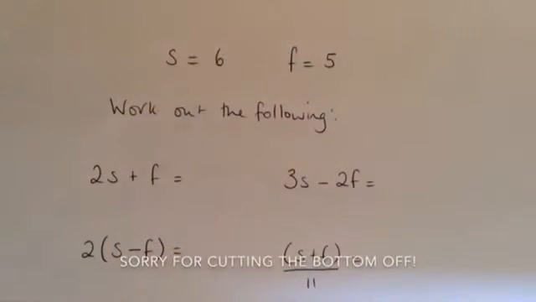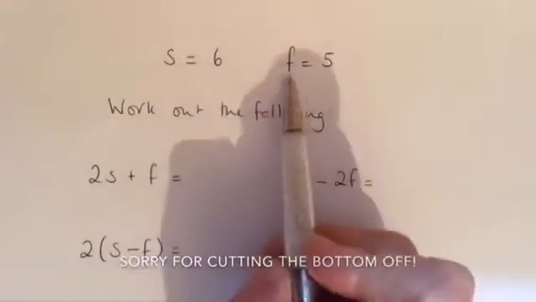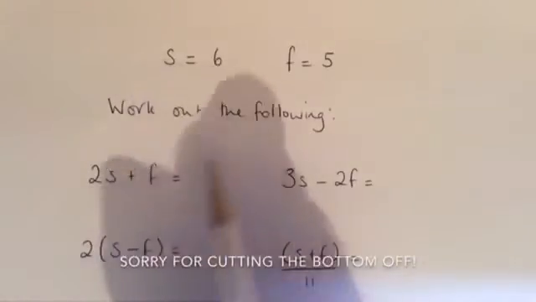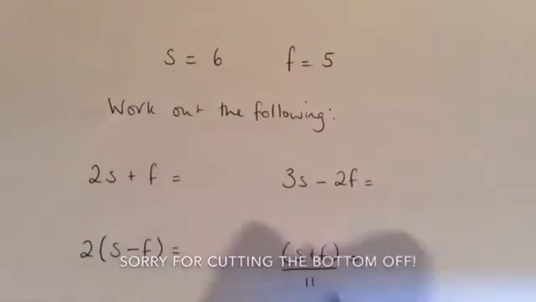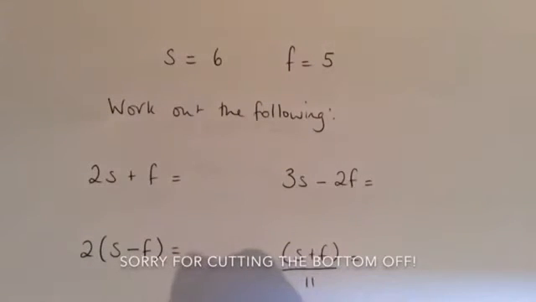Okay, so I'd like to start today's lesson by recapping what we did yesterday, substituting letters or symbols for numbers. So in this example here, we can see that S equals 6 and F equals 5, and it's asking us to work out the following. So looking at these expressions and substituting those values with these letters, pause the video and have a go at these, and then restart when you're ready to go through the answers.